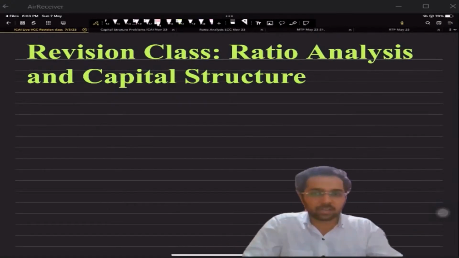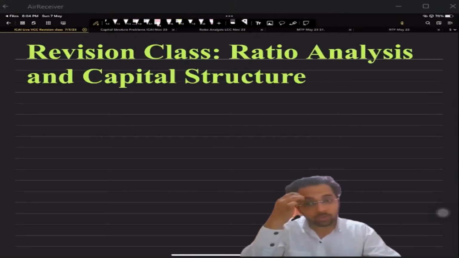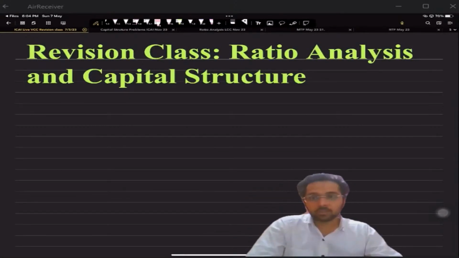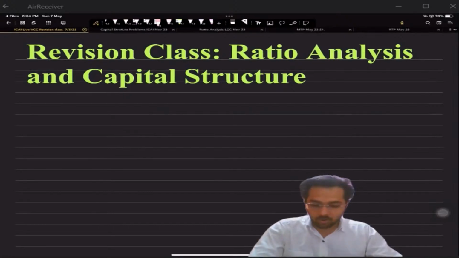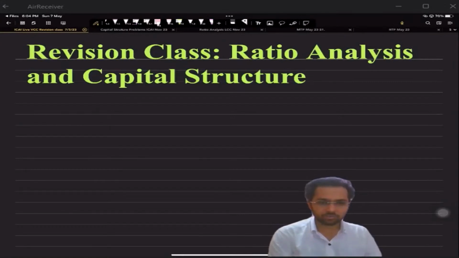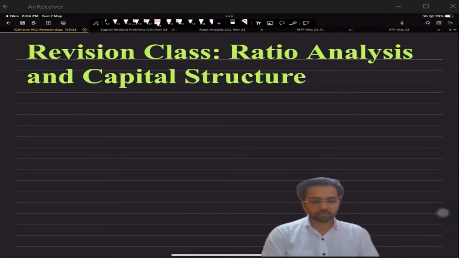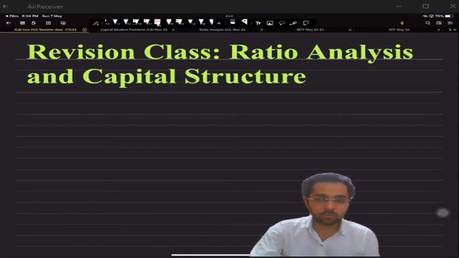Today's class of ours is about the revision of the two topics that we have done, which is about the ratio analysis and the capital structure, right? So we'll do some questions in today's session. I'll take up any doubts you have. And of course, we'll be doing questions from the past question papers from MTP, RTP, and if any study material question, if you guys wish to propagate the same.